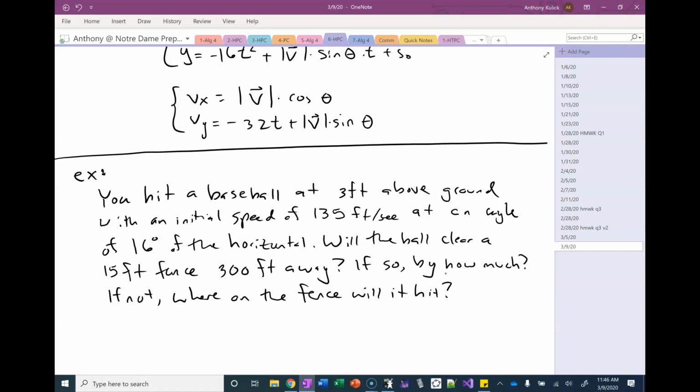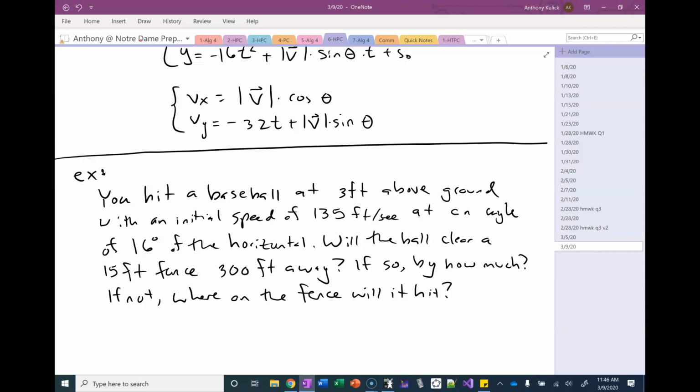So this example says you hit a baseball at 3 feet above the ground with an initial speed of 135 feet per second at an angle of 16 degrees above the horizontal. Will the ball clear a 15-foot fence 300 feet away? If so, by how much? If not, where on the fence will it hit?